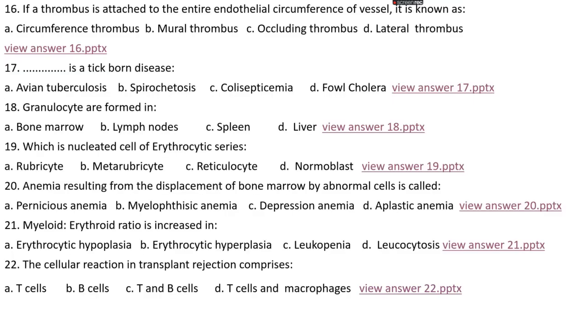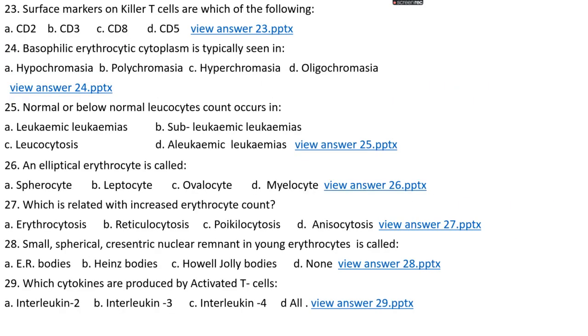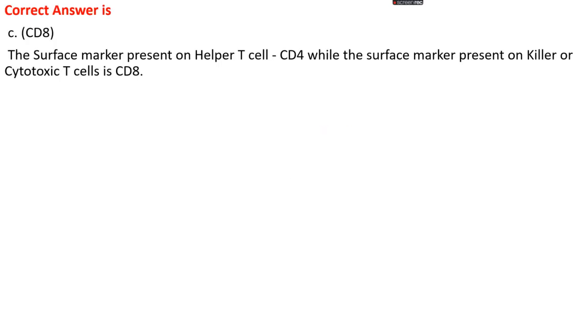Question number 23. Which of the following is the surface marker on killer T cells? Option A, CD2, option B, CD3, option C, CD8, option D, CD5. The right answer is option C, that is CD8. The surface marker present on helper T cells is CD4, while the surface marker present on killer or cytotoxic T cells is CD8.